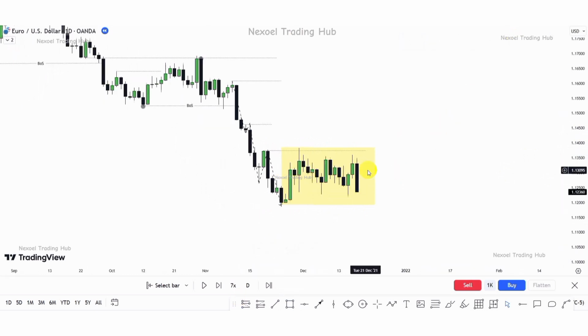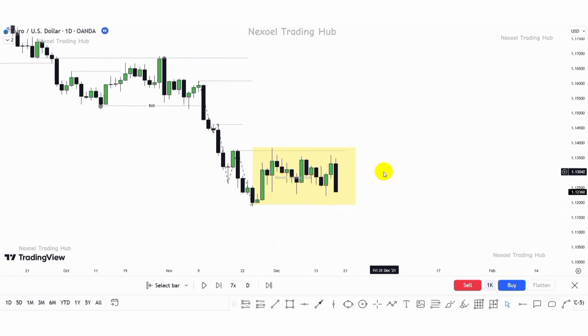So if we are going to continue bearish, then the possibility is that price will sweep the accumulation and continue downwards. You get it? This is accumulation. So we want to see the manipulation and then the distribution. That is what we call the power of three, AMD.